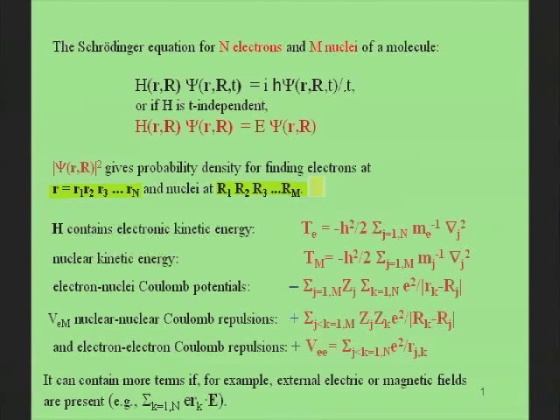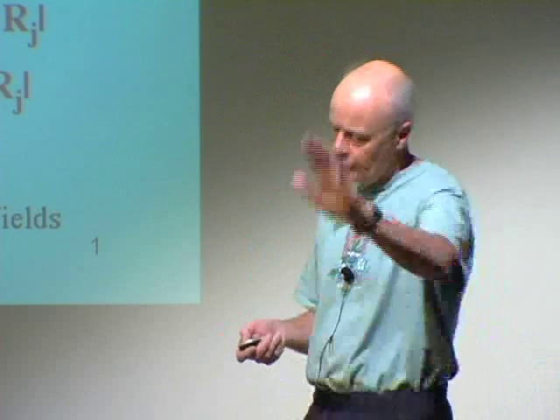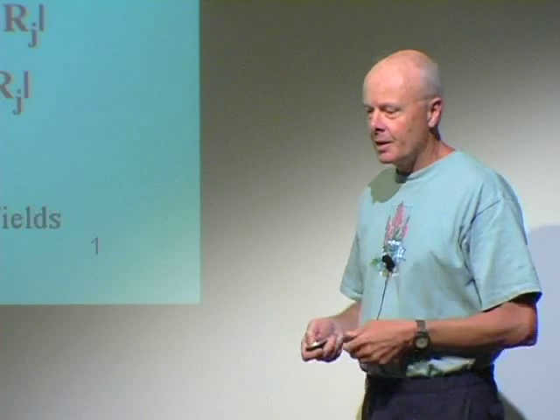And psi squared, really psi star psi, would give the probability density for finding the electrons at positions r1, r2, r3 up to rn, and the nuclei at positions capital R1 through capital Rm. So that's what, you say, I know quantum mechanics, that's what psi is supposed to do. I say, okay, good. But let's do it for the peptide.